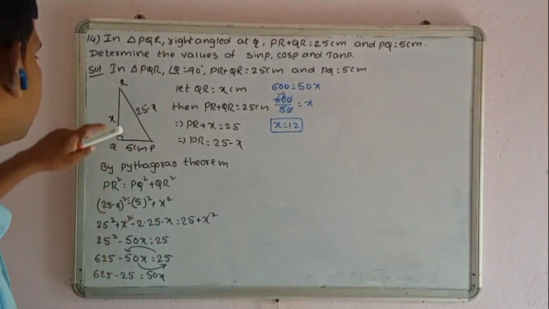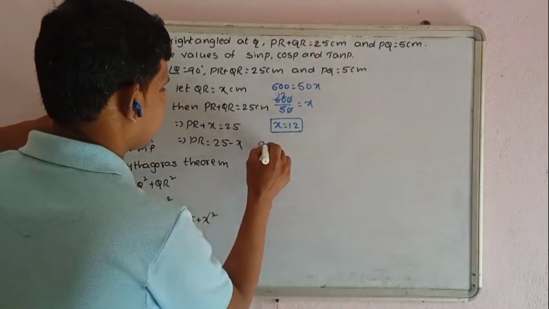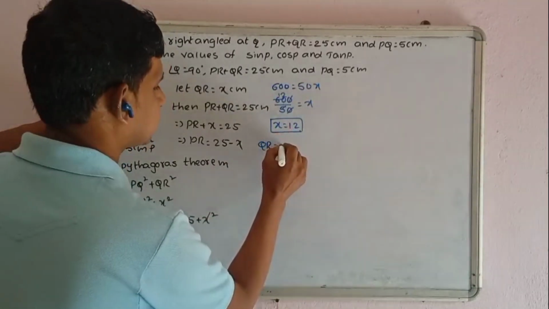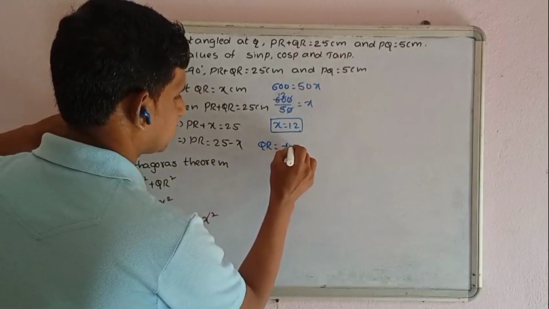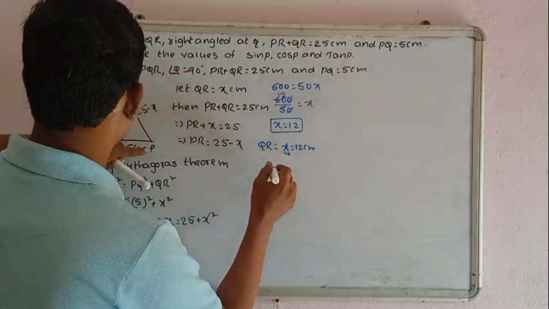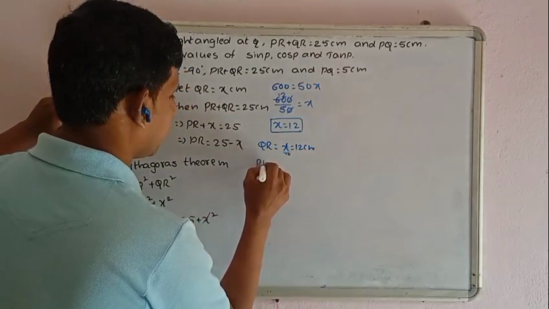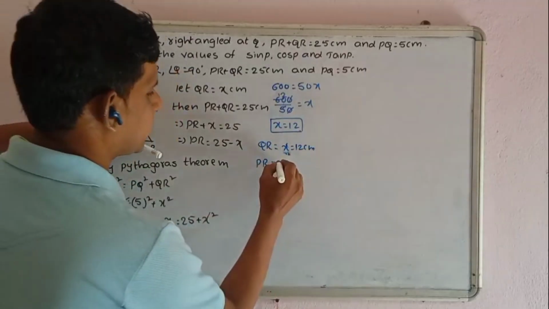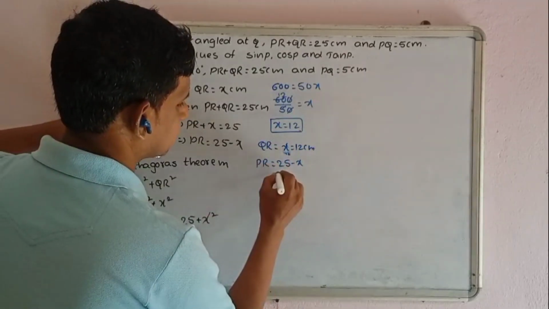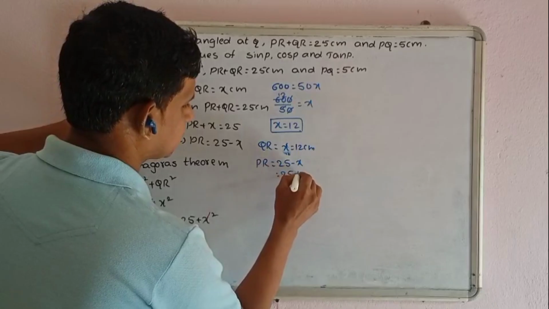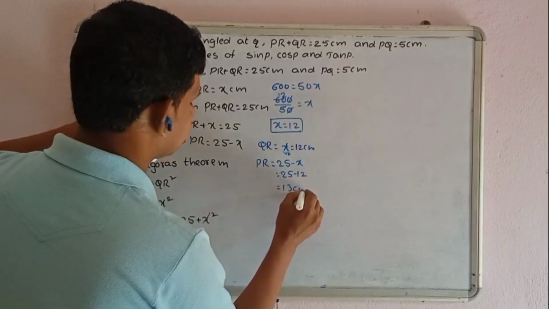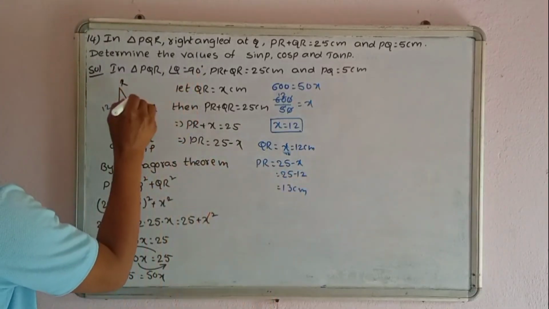Okay. Now QR, therefore QR equals x equals 12 centimeters. And PR equals 25 minus x. So 25 minus x, that is 25 minus 12, that is 13 centimeters. So this is 12, this is 13.